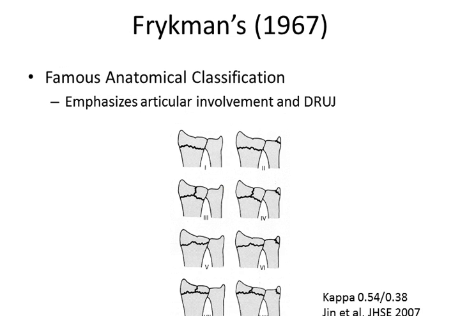Okay, next, Frykman is quite famous. I think everybody knows this. It's very easy to remember. However, the inter- and intra-observer agreement is not that high based on this paper in 2007. Basically, it emphasizes whether the fracture involves the radiocarpal joint, the DRUJ, or both the radiocarpal joint and the DRUJ. And the even number classifications are those with ulnar styloid fractures.